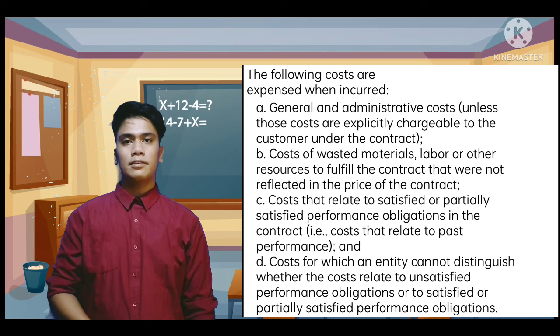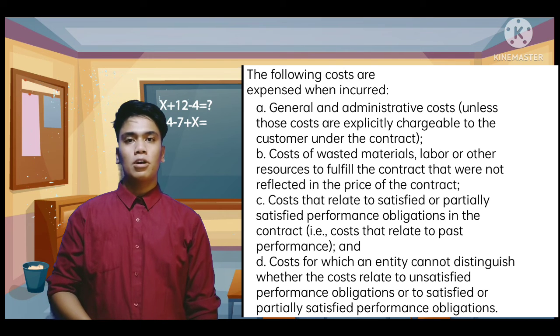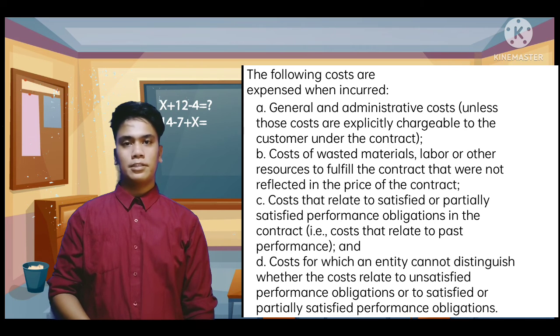Example, costs that relate to past performance. And fourth, costs for which an entity cannot distinguish whether the costs relate to unsatisfied performance obligation or the satisfied or partially satisfied performance obligation.